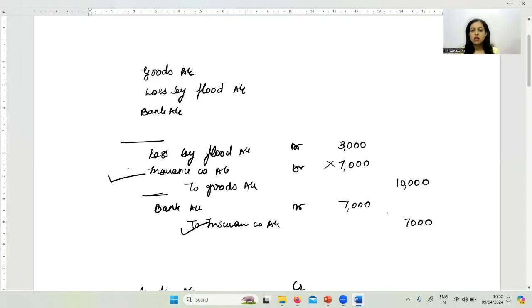So one side we are debiting this particular account and the other side we are crediting it. So this gets crossed, this gets zero. And what remains is the entry that we will make: loss by flood, bank account and goods account. These three is what we have here. Got it? So this is how the transaction will be journalized because the insurance company is no longer required. Now one is debit and one is credit, so this has automatically cancelled the effect, right? So what remains is 3,000, 10,000 and the 7,000 bank entry. So this I put in the journal.